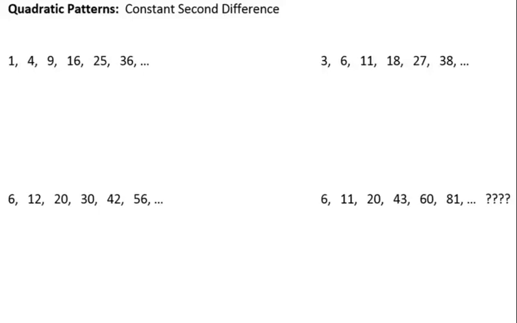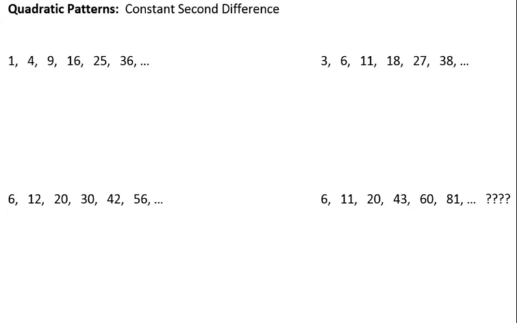Another common pattern besides the arithmetic, where we add each time to get to the next term, and the geometric, where we multiply by the same number each time to get to the next term, is a quadratic pattern. It's called a common second difference, and I'll show you why that is.